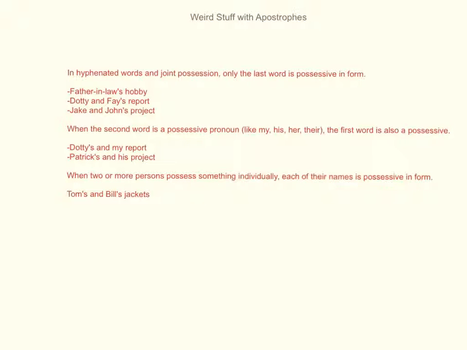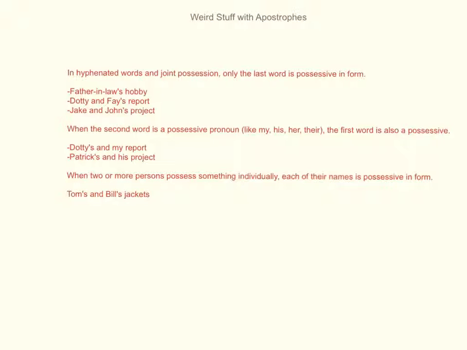So let's say, for example, Sarah's and Edie's backpacks. Sarah owns her own backpack, Edie owns her own backpack. In this instance, the example I gave you is Tom's and Bill's jackets. They both own individual jackets. It's not like they both share a jacket. That'd be weird. So Tom's and Bill's jackets.